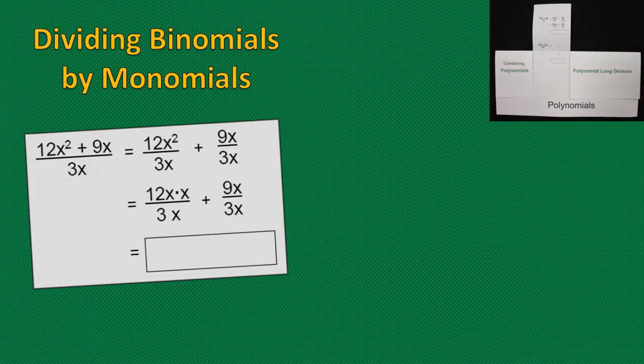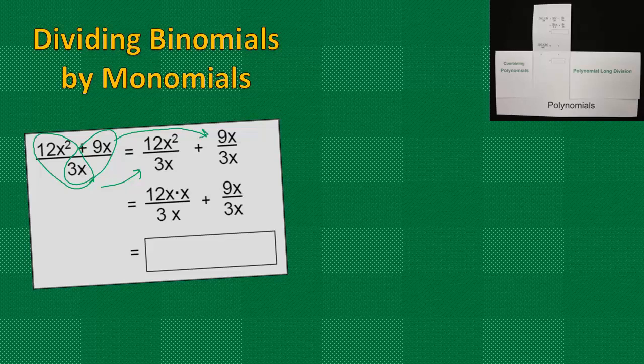Dividing binomials by monomials. In the top of the fraction, we have 12x squared plus 9x, which is a binomial, and we are dividing it by 3x, which is a monomial. Each term of the binomial in the top of the fraction needs to be divided by the 3x. So we'll have 12x squared divided by 3x, which we have written here. But we will also have 9x divided by 3x, which we have written here.